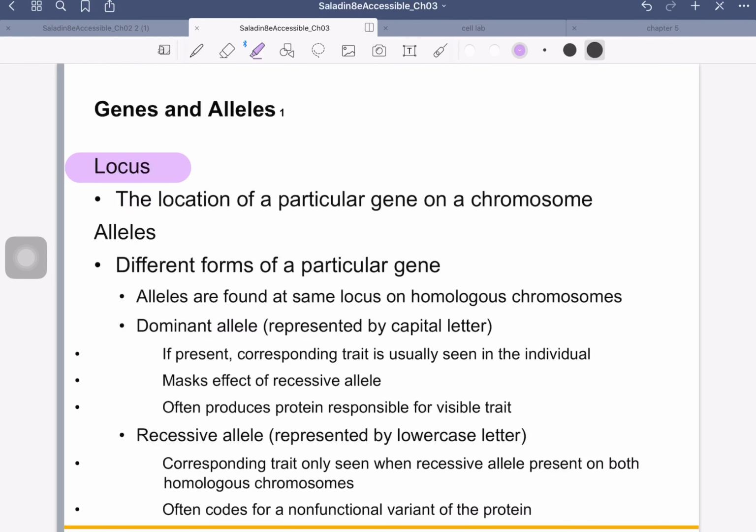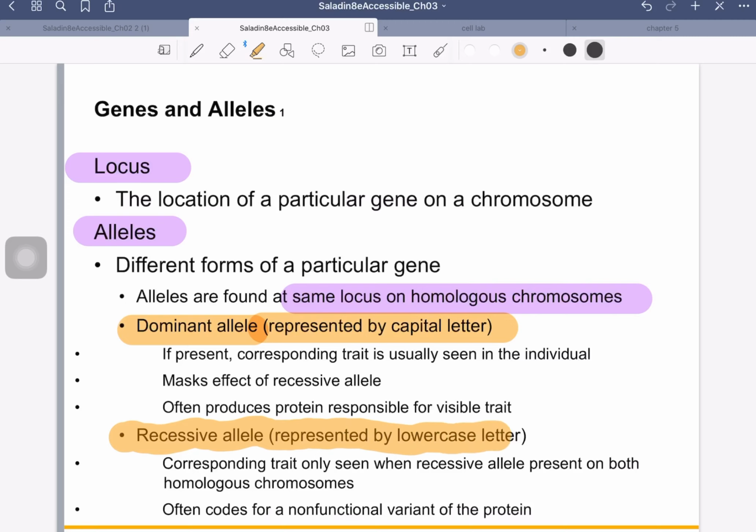Another term is locus or loci, and this is the location for a particular gene on a chromosome. It's basically its address. Alleles are different forms of a particular gene. Now, alleles are found at the same locus on homologous chromosomes. And of course, here are some other terms you've come across before. You can have dominant alleles. And typically, when we write out dominant alleles, we use a capital letter. And that's versus recessive alleles, where we'll use lowercase letters.